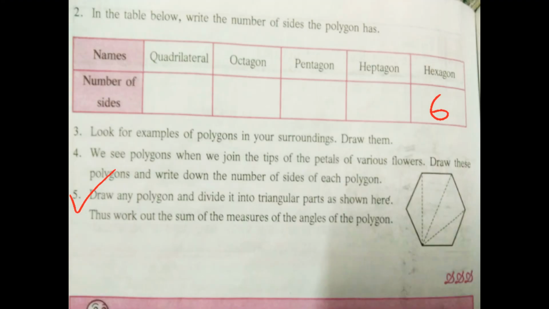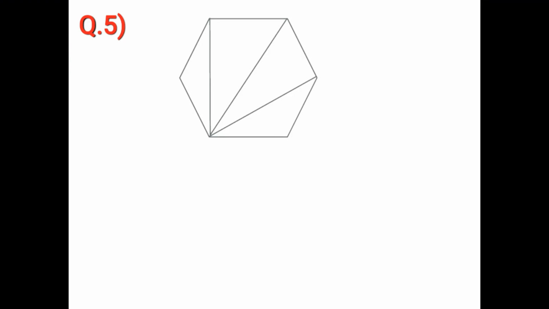Draw any polygon and divide it into triangular parts as shown here. Thus, work out the sum of the measures of the angles of the polygon. Now look at this figure which I drew. How many triangles are there in the polygon? Count it. 1, 2, 3, 4. So, in the polygon there are 4 triangles. Okay.